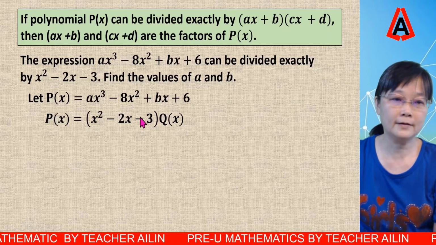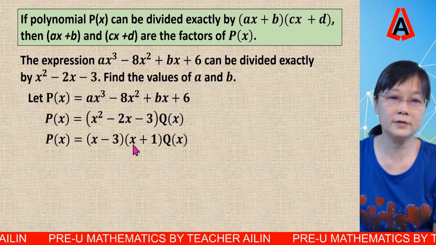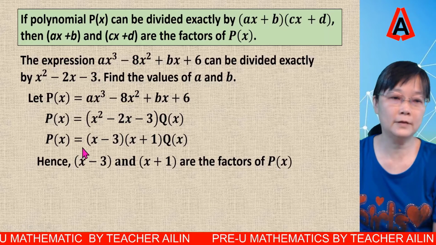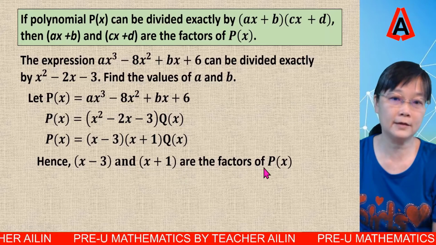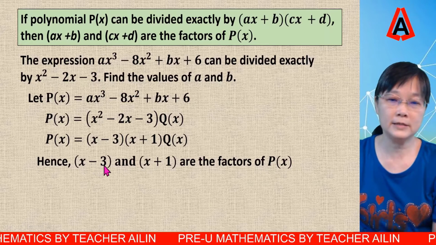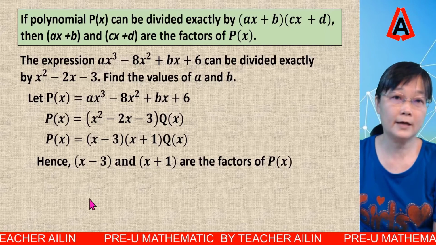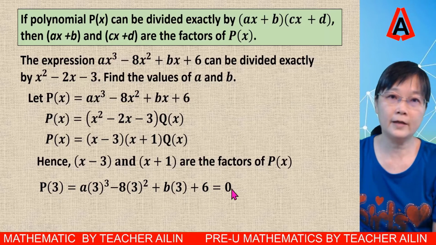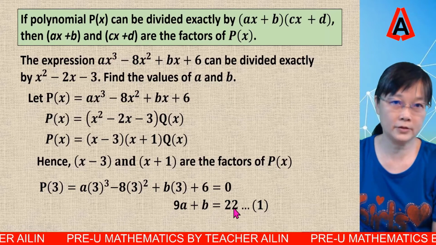And when I factorize this quadratic divisor, I find that it is equal to (x minus 3)(x plus 1). So from this equation, we know that x minus 3 and x plus 1 are factors of the polynomial p(x). Since x minus 3 is a factor of the polynomial, when I substitute x in the polynomial with 3, I should get a value equal to 0. When I simplify, I get a linear equation here.